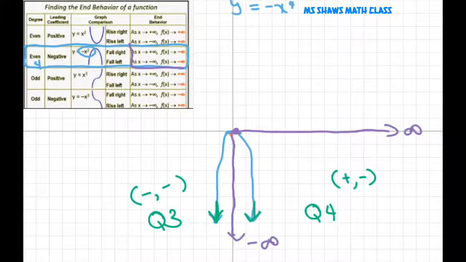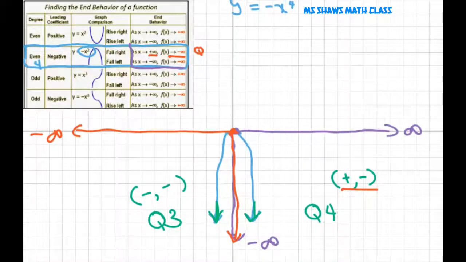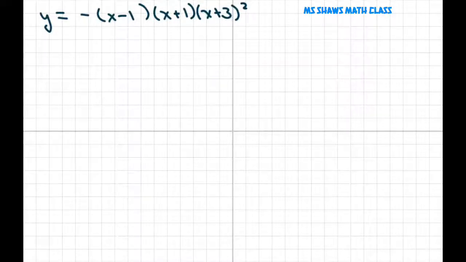Now on this side my x values get smaller and smaller from 0. My y values also get smaller and smaller from 0. So if you look at this box here, x is positive, y is negative. That means positive, negative. That's quadrant 4. If you look at this, we have negative, negative. So that's quadrant 3. So let's graph this. We're starting in quadrant 3. We're ending in quadrant 4.